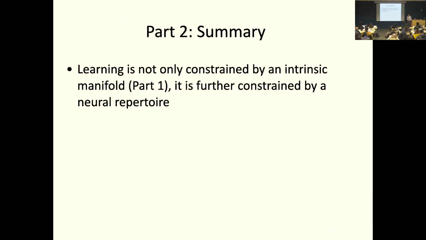So it seems like learning is not only constrained by an intrinsic manifold, but it is further constrained within that intrinsic manifold by the so-called neural repertoire. When the animal is faced with a new learning task, it seems like what the animal is doing is not creating new neural activity patterns, but rather reusing the existing neural activity patterns at the right times. It's like a quick and dirty solution to solving the problem. However, what we found was that even when learning had asymptoted, performance was never as good as the original performance under the first mapping.